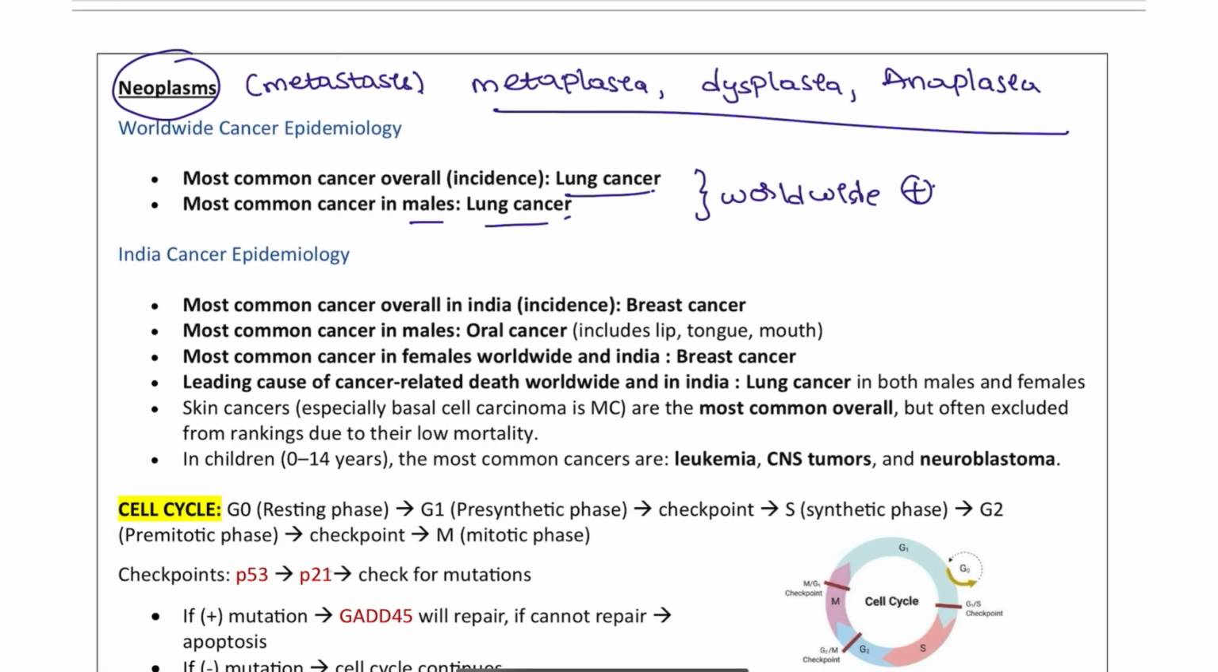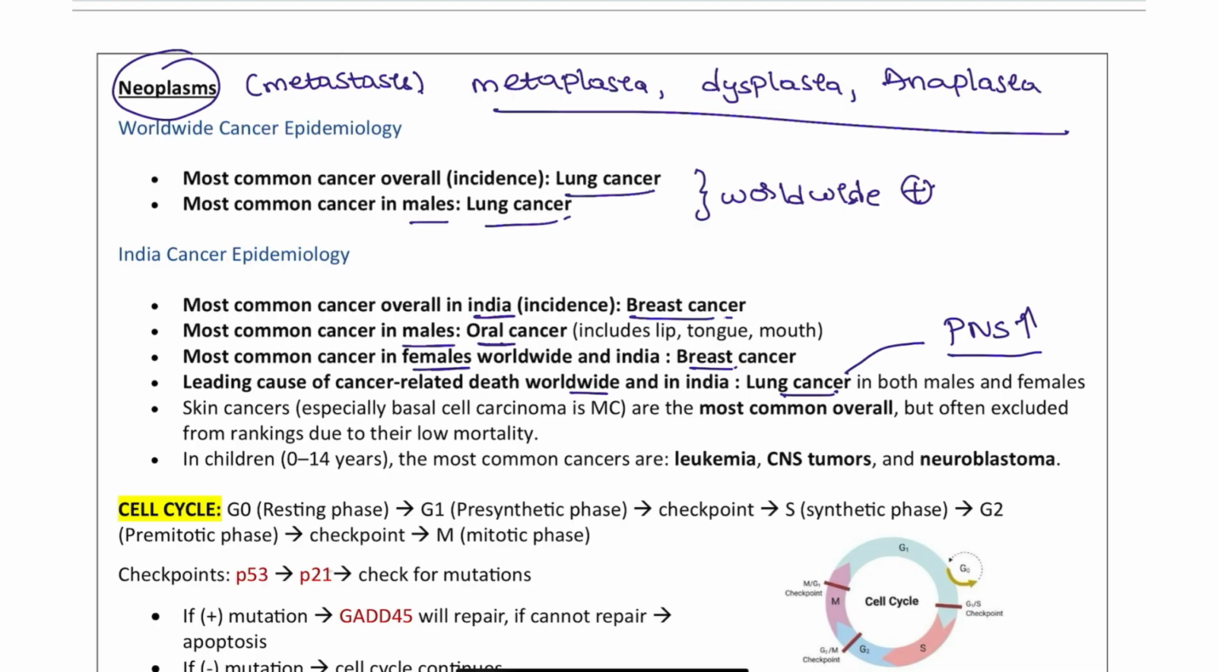Next, when it comes to India, the most common overall in the male and the female is breast. In the males, that is oral cancer, and in the females, it is breast cancer. Leading cause of cancer-related death worldwide is lung cancer. Why is lung cancer associated? Because it will include the paraneoplastic syndromes, hypercalcemia, SIADH, and tumors that are seen with lung cancers.